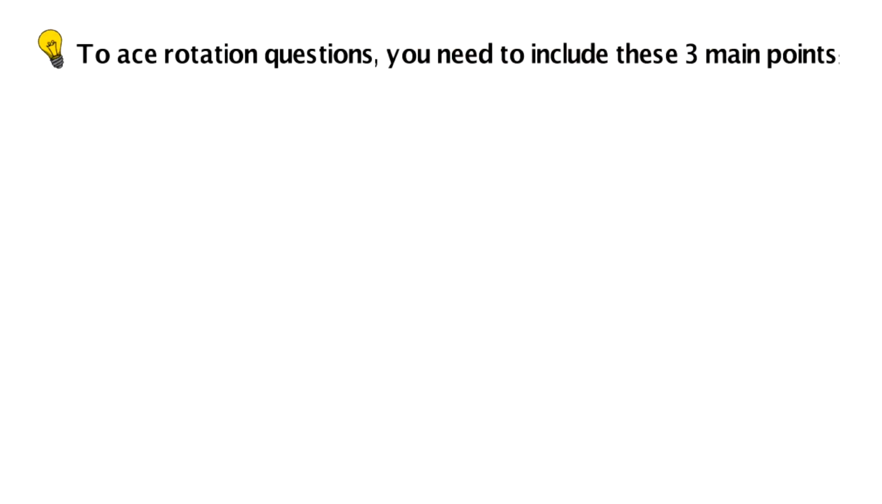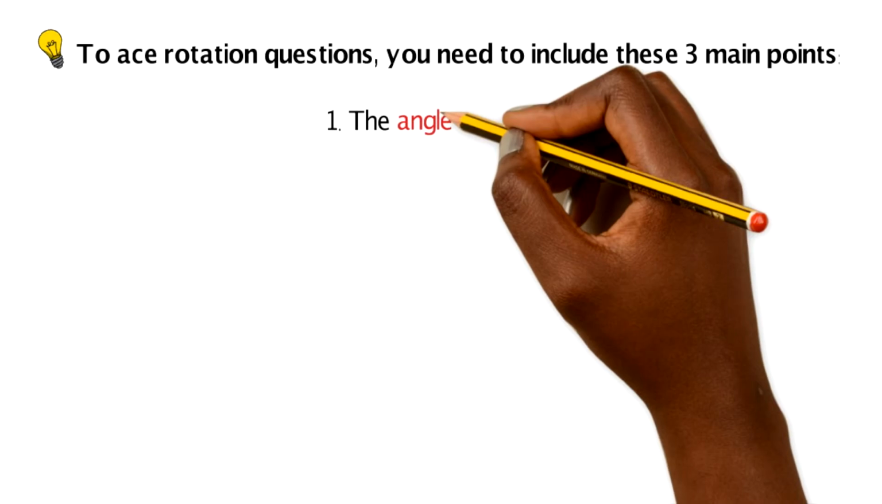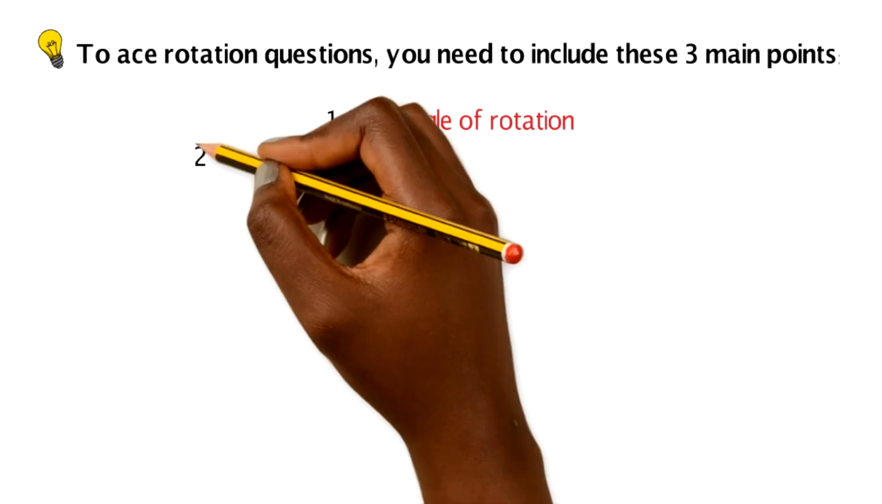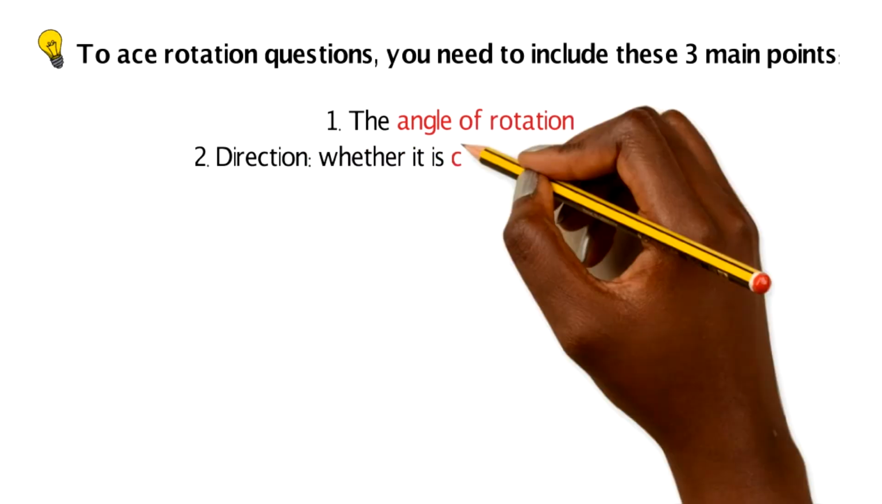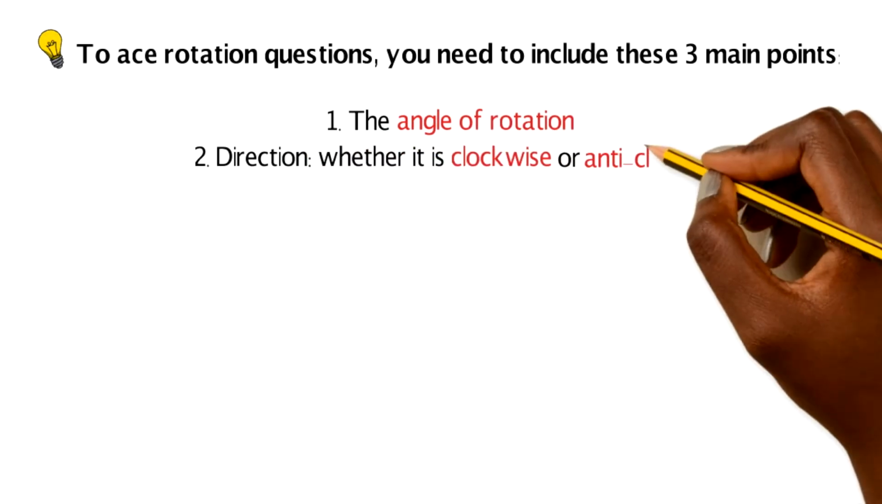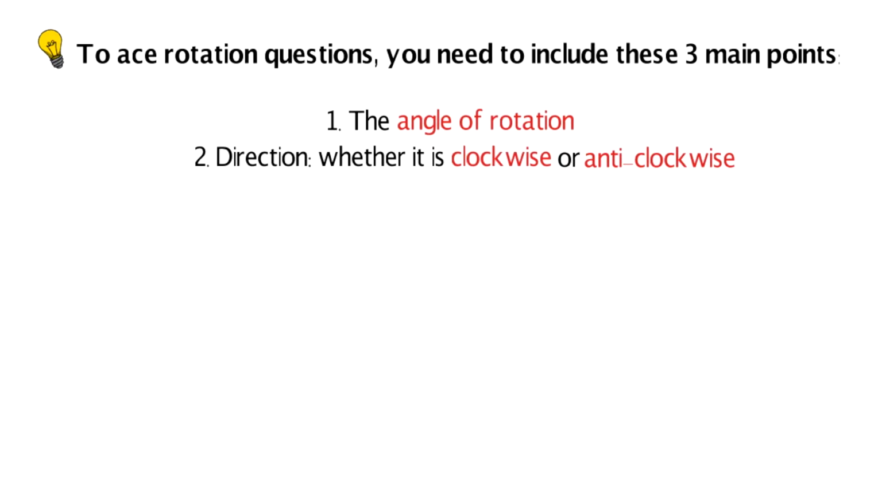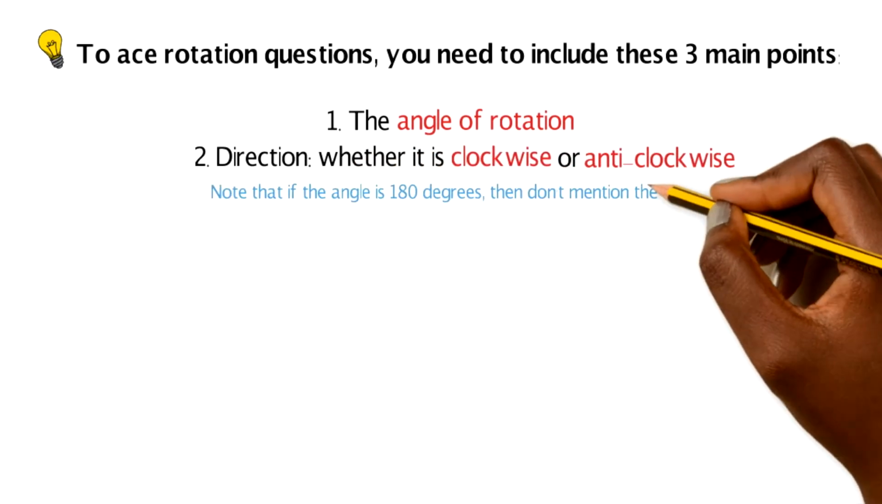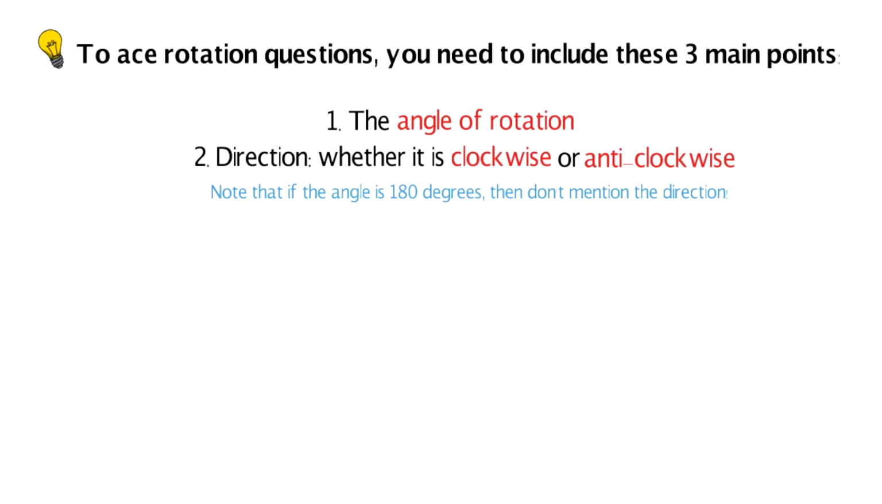to consider. The first thing is the angle of the rotation. The second thing is the direction, so whether it's clockwise or anti-clockwise. But note that if your angle is 180 degrees, then you don't have to consider direction, and those would usually be 2 marks. And last but not least, you need to consider the center of rotation.